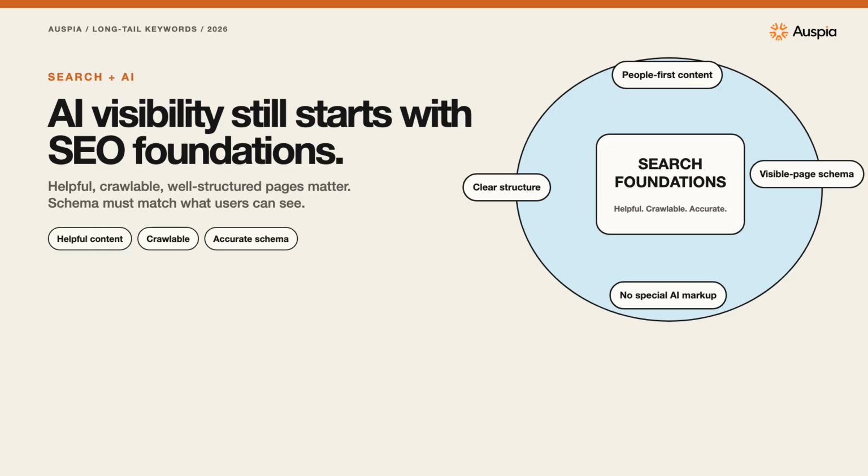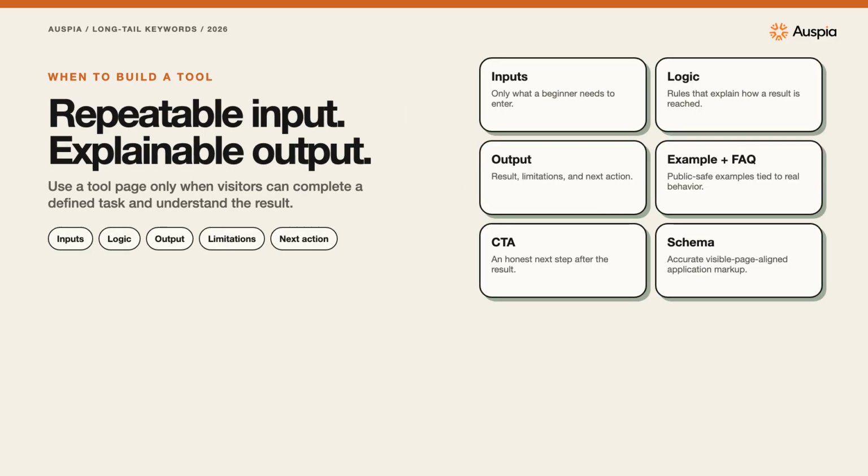AI's search changes the context, but it does not erase these foundations. Google says normal SEO practices still apply to AI overviews and AI mode. That means helpful content, crawlability, indexing, clear structure, and accurate information still matter. Google also says there is no special structured data requirement for those AI features.